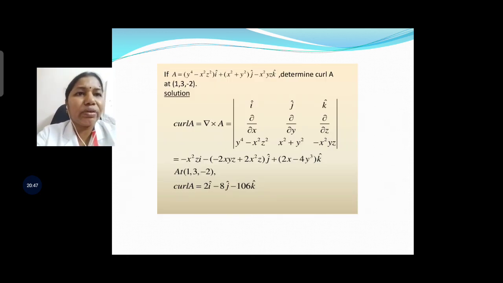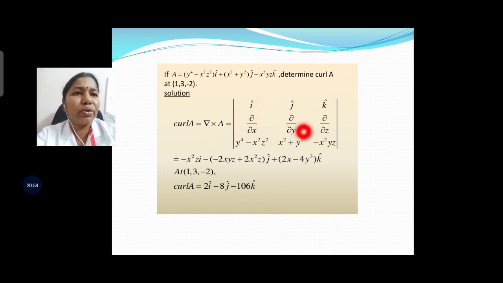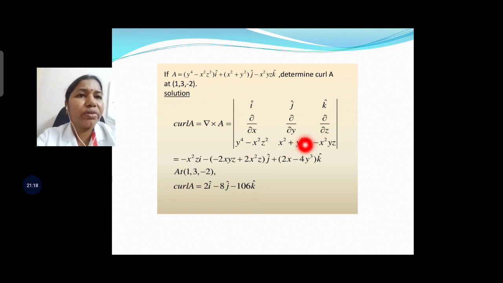So you can calculate curl A is equal to del cross A, i j k, dou by dou x, dou by dou y, dou by dou z. So this equation can be written with the terms y to the power 4 minus x square z square, x square plus y square, and minus x square yz. So you multiply by dou by dou z of minus x square yz. You have to differentiate once with respect to y, then x square plus y square, differentiate once with respect to z. Anyway this term is going to be 0. Only we have to take this equation.